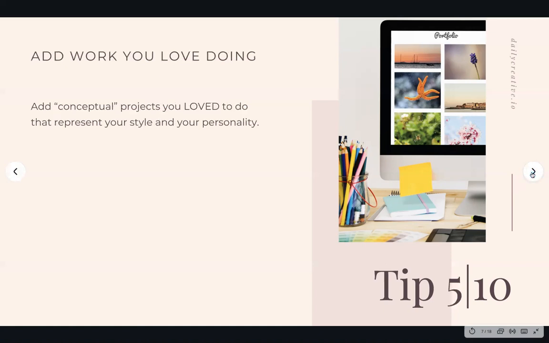Tip number 5, add the kind of work that you love doing.